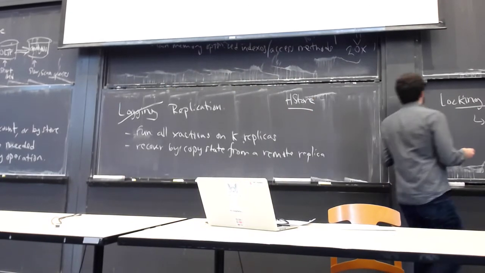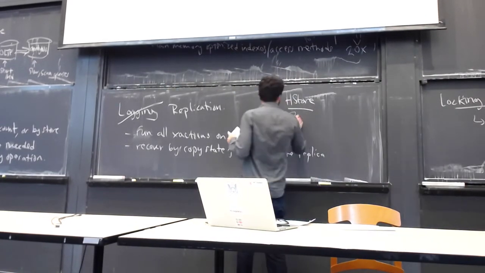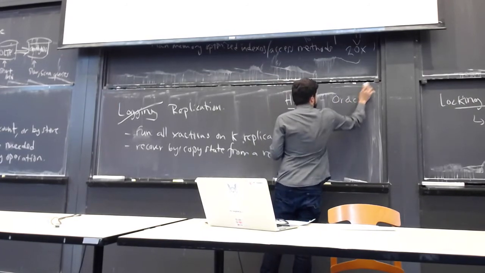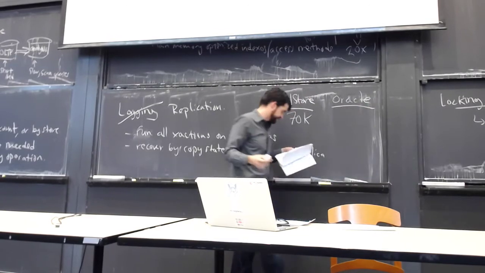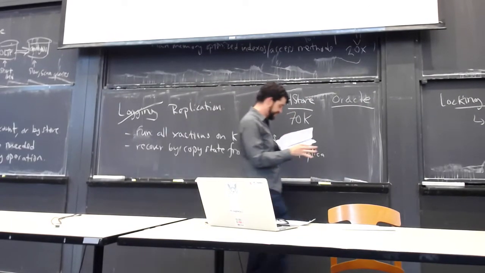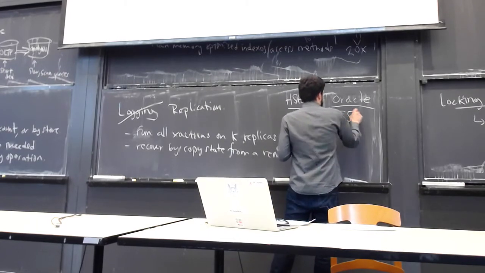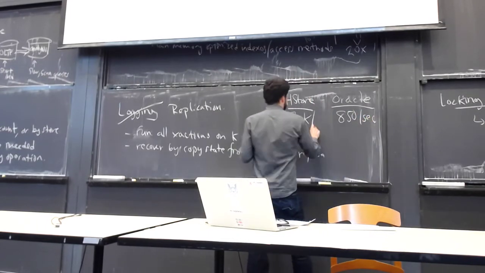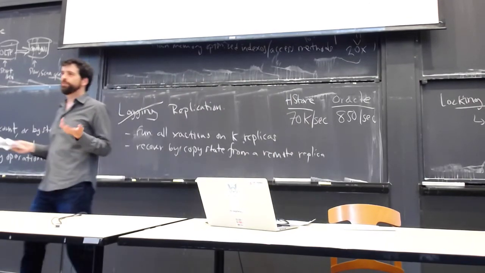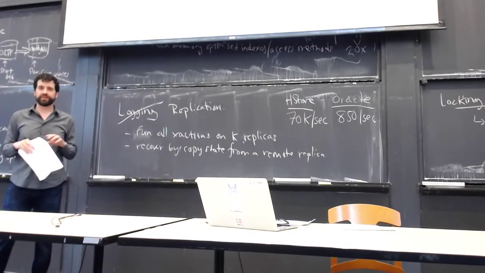Sorry, 70,000 transactions per second. Okay, 70K versus Oracle, where we hired a database administrator to tune and build the fastest implementation he could on the same machine we had. He could only run 850 per second. So 70K per second versus 850 per second, a factor of almost 2 orders of magnitude, almost 100 times faster.